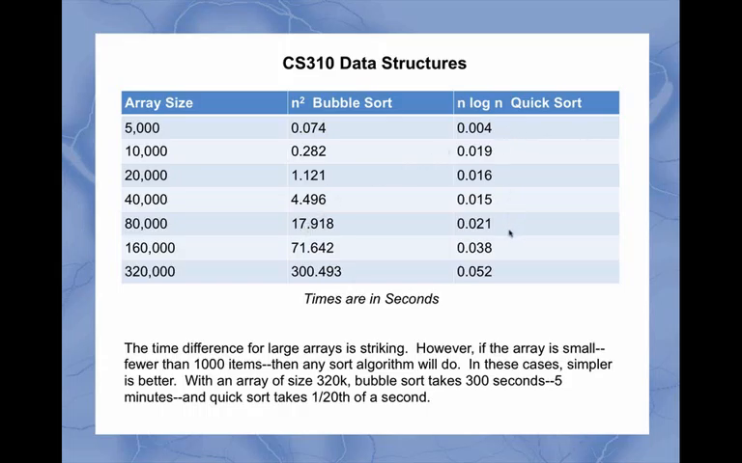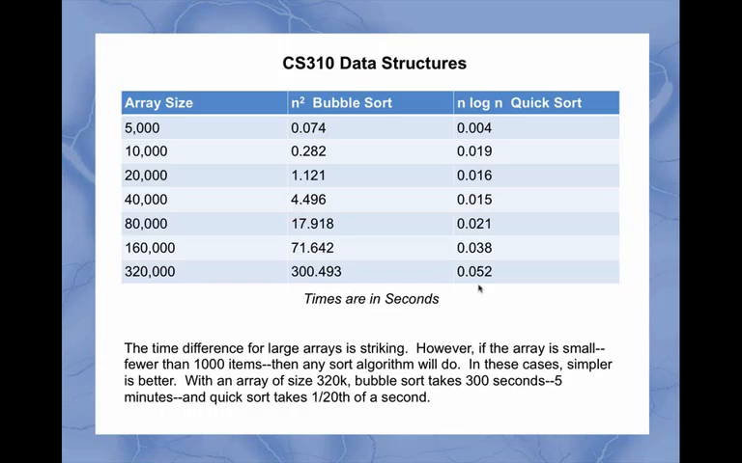But the quicksort algorithm grows much more slowly, as you can see. Notice that with an array of size 320,000, bubble sort takes about 5 minutes, whereas the quicksort algorithm is about 1/20th of a second. 5/100ths of a second is how long it takes. So this is quite a dramatic difference.